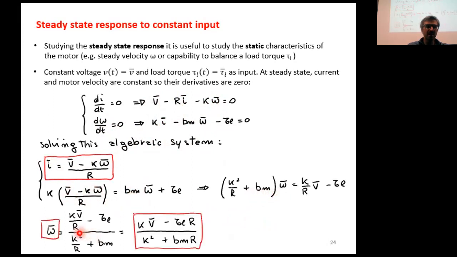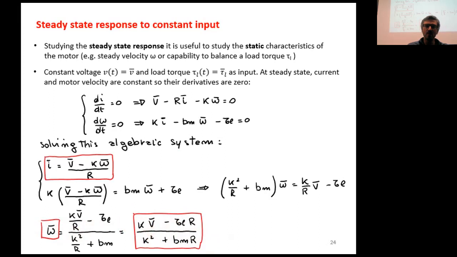the steady state angular velocity. And the steady state angular velocity has this expression where we have a constant input voltage, and we have K, which are parameters of the robot. So we have this constant plus something that depends on the load.